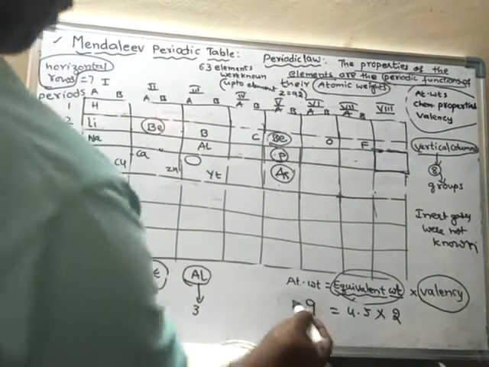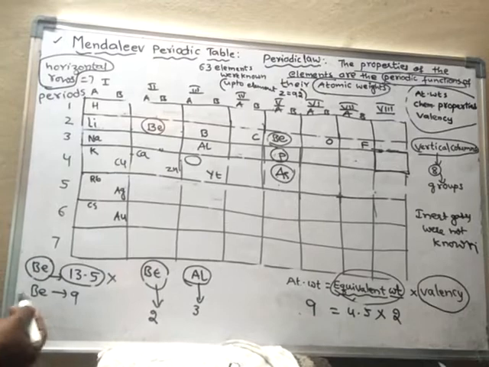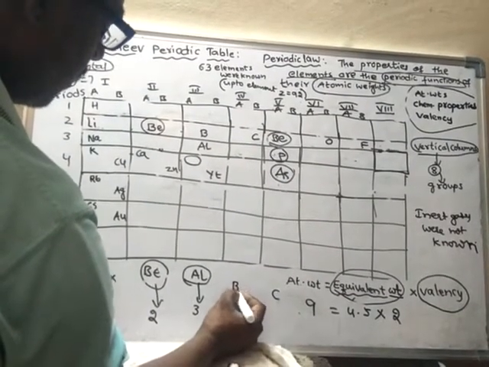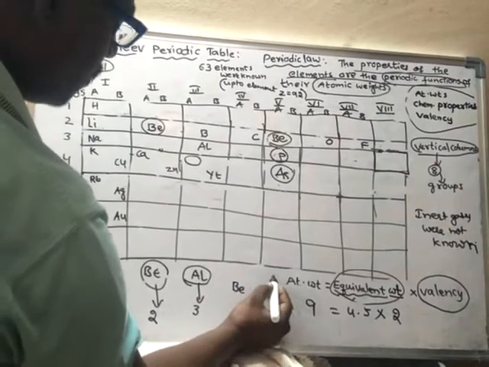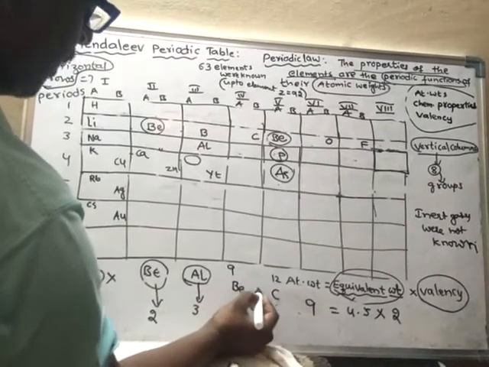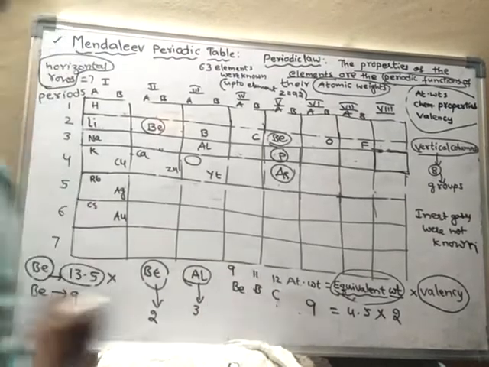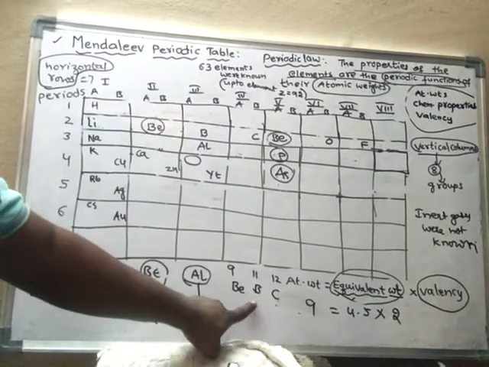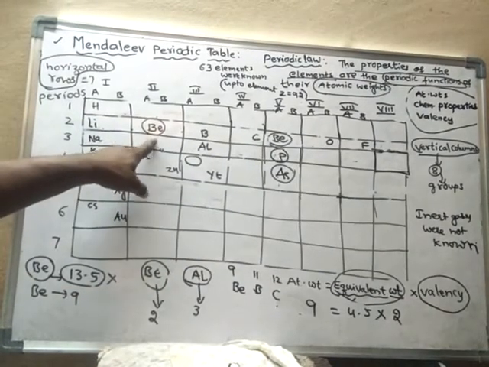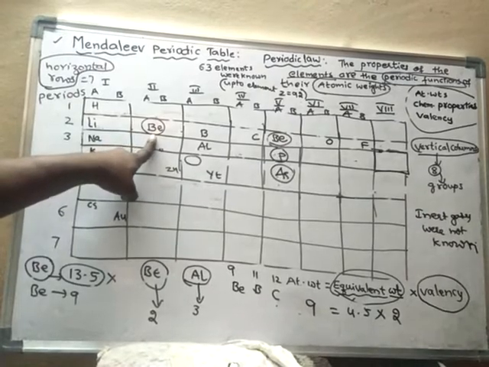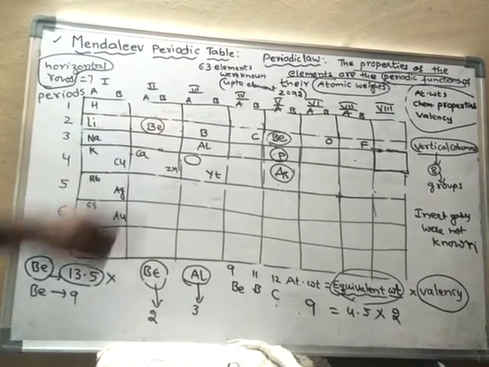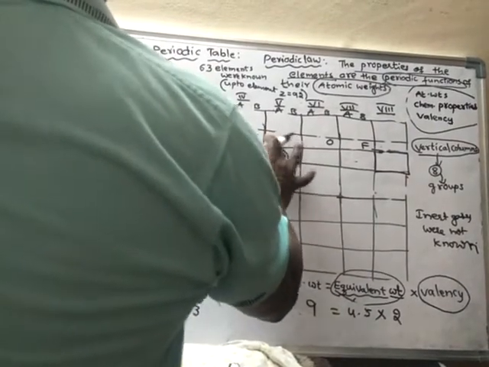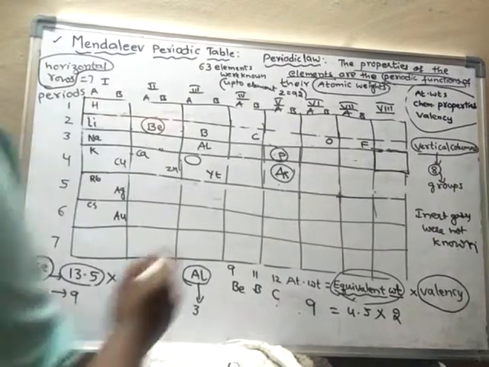Now, with atomic weight 9, beryllium should be placed before carbon, because carbon's atomic mass is 12, beryllium's atomic mass is 9 and boron's atomic mass is 11. So that means beryllium should be placed here, before boron. So that is why he placed beryllium here. He didn't keep beryllium in its old place and simply changed its place here.